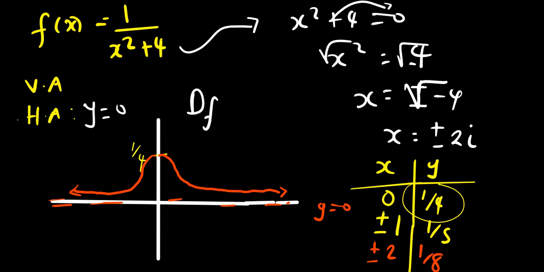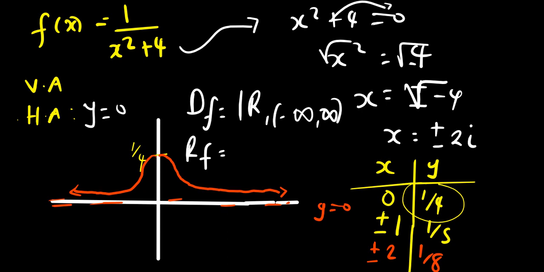Okay, the domain for this function will just be, because we found that it had square numbers, or let me say complex numbers, it will just be all real numbers. Okay, we want all real numbers. In this case, from negative infinity to positive infinity, like that.